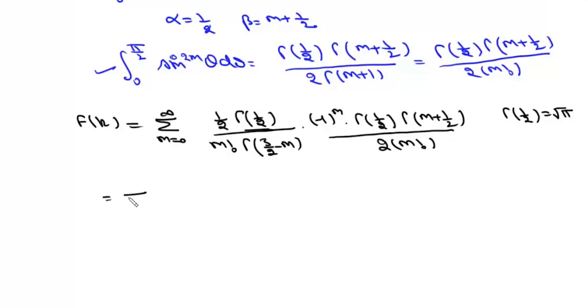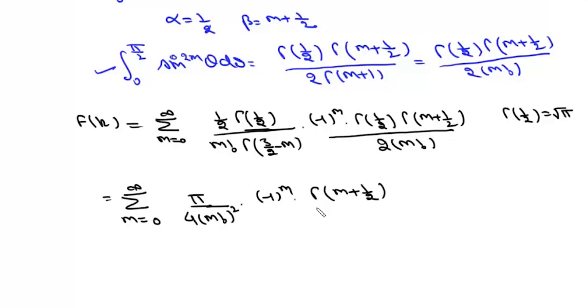So we can write this as this summation m varies from 0 to infinite. Now this is pi, and here we have 2 into 2, 4 into factorial m square, minus 1 to the power m, and this is gamma m plus 1 by 2, and we'll write gamma 3 by 2 minus m as 1 by 2 minus m into gamma 1 by 2 minus m into k to the power 2m.